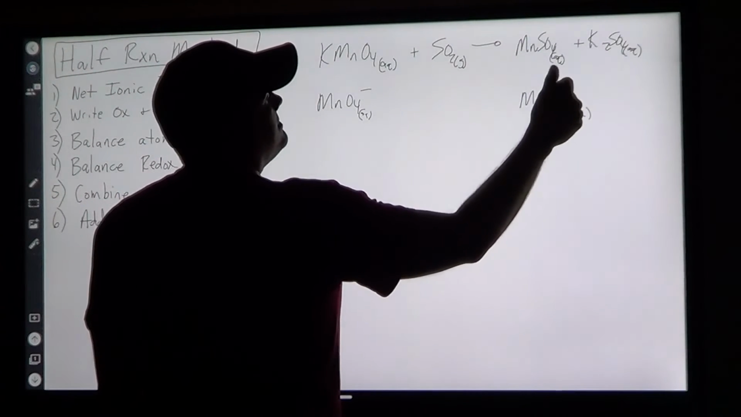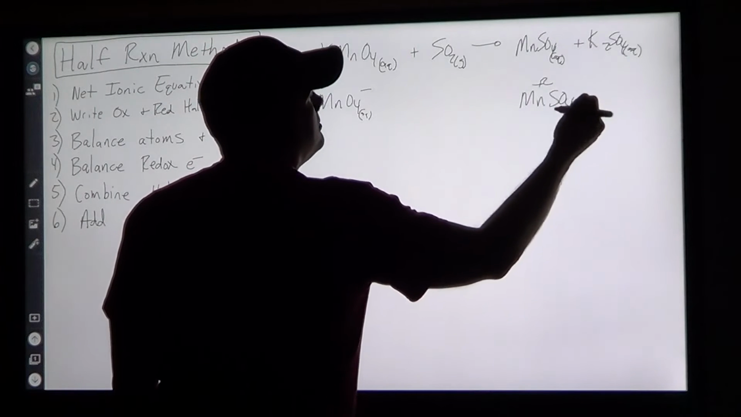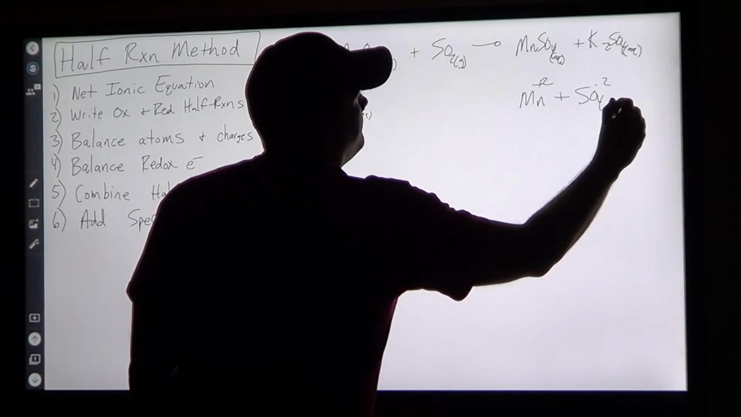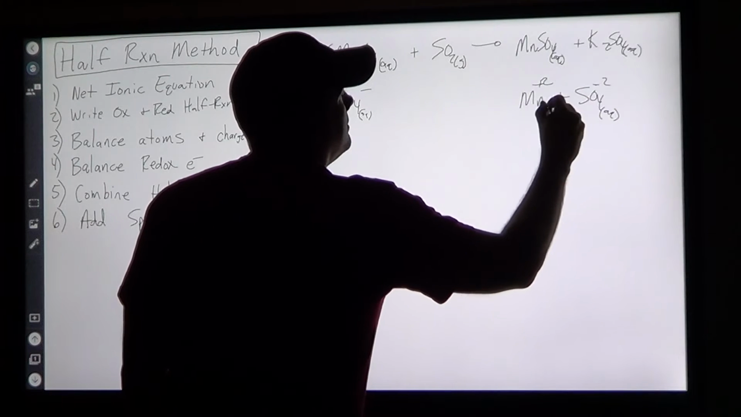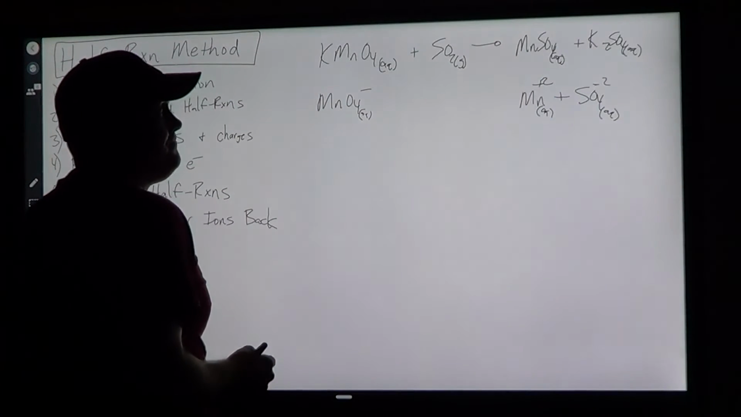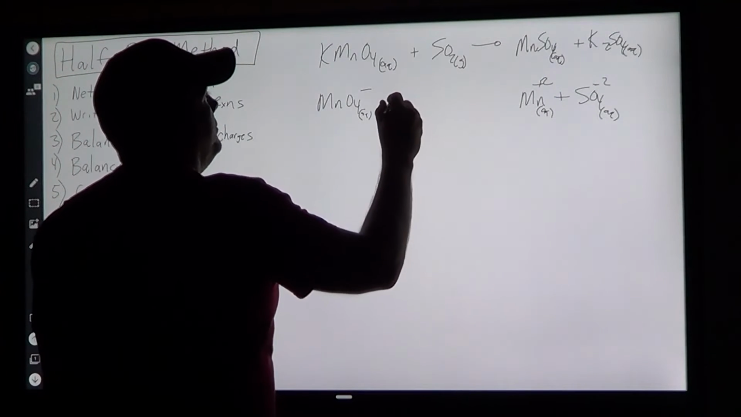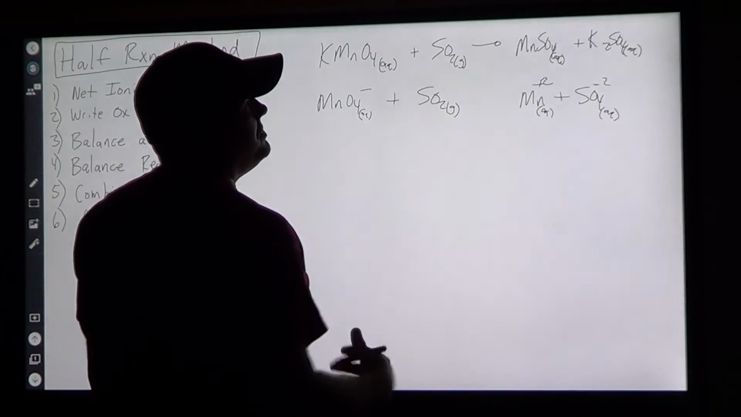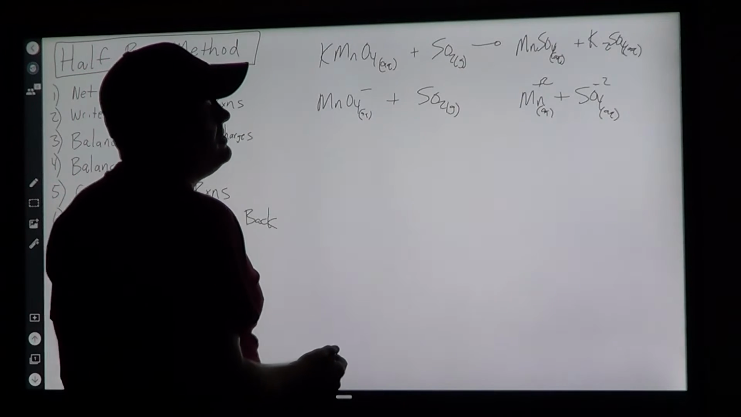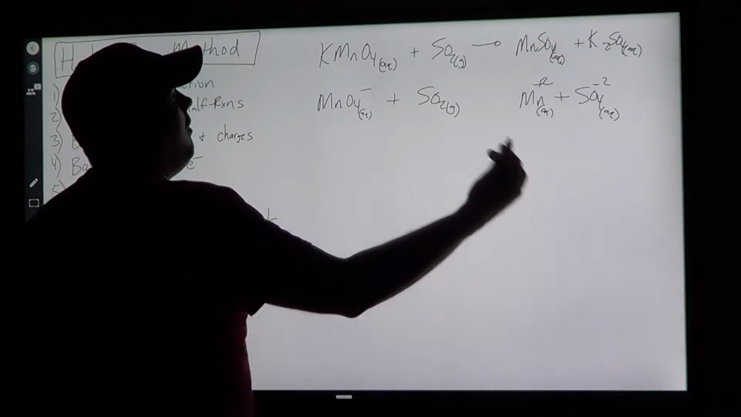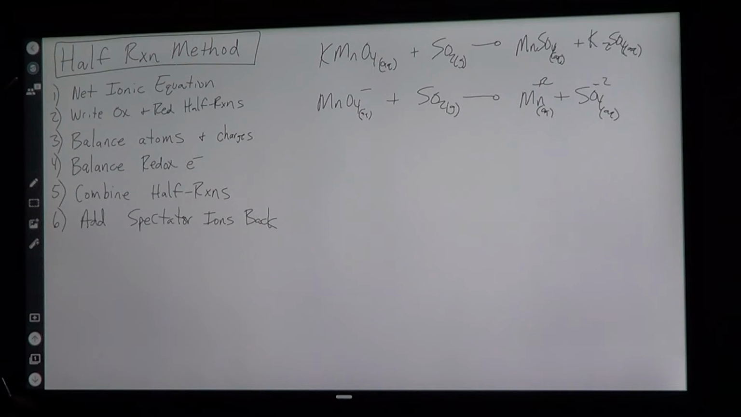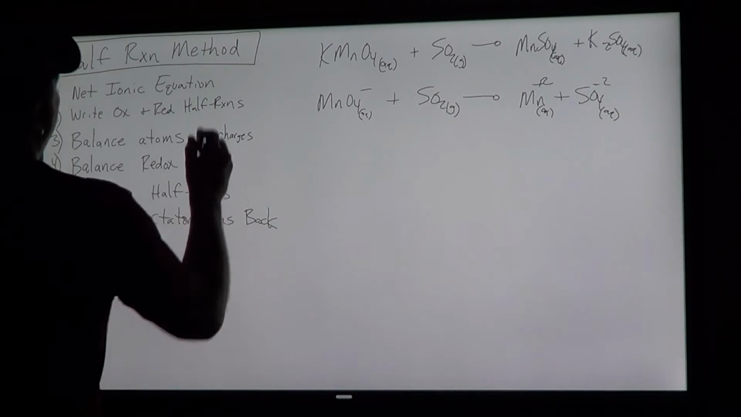Which, when this splits, is actually Mn plus 2 and SO4 minus 2, aqueous, aqueous. Okay? And this SO2 is a gas. And over on the other side there is no SO2. Okay, so we currently have all of our net ionic equation already put together. So at this point we have done step one.